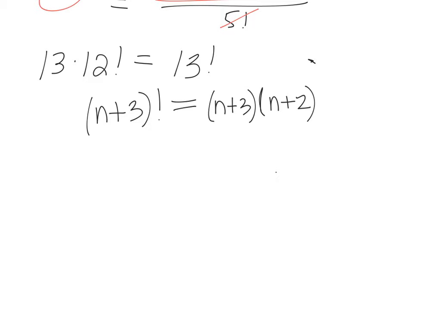It's not 2. You can't jump all the way down to 2, unfortunately. It's n plus 2. That's 1 lower than n plus 3. And then 1 lower than that would be n plus 1. Now, this sometimes is where it gets a little bit tricky. What's 1 less than n plus 1?